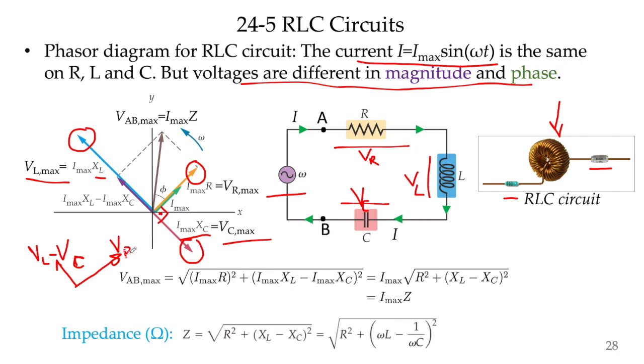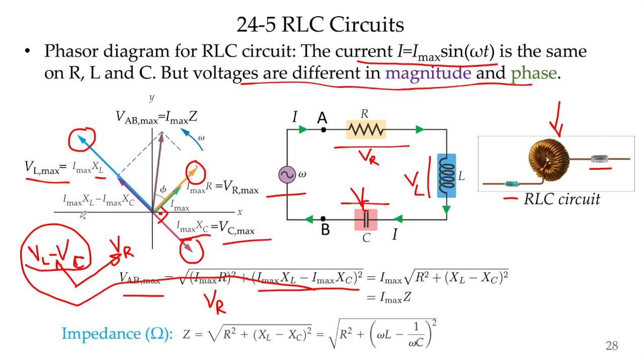So after this point, just again use the Pythagorean theorem to find the voltage between A and B, the total voltage. Well, if you look at here, this one is VR, so it's squared, and the second term, let me draw like this, the vector VL minus VC, and you can see that VL is I times XL minus, this is VC, I times XC.